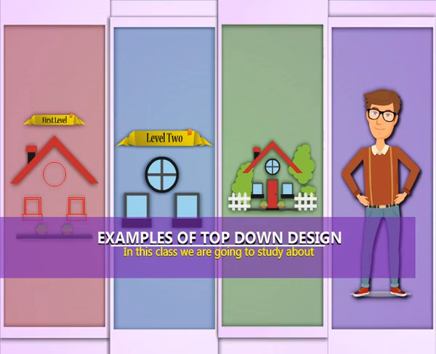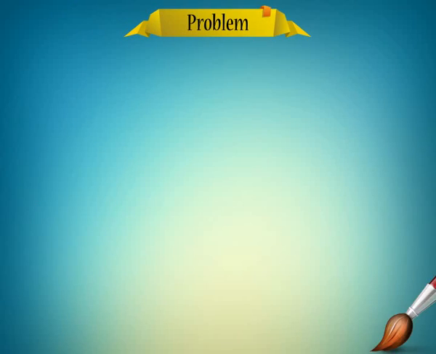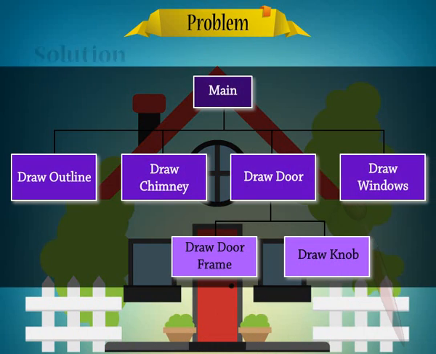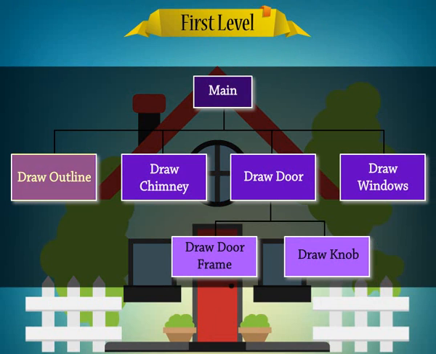Examples of top-down design. In this video, we are going to see examples of top-down design. Problem: write a program that draws this picture of a house. Solution: first level, that is the top level.